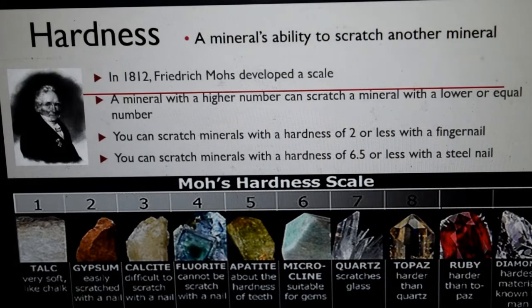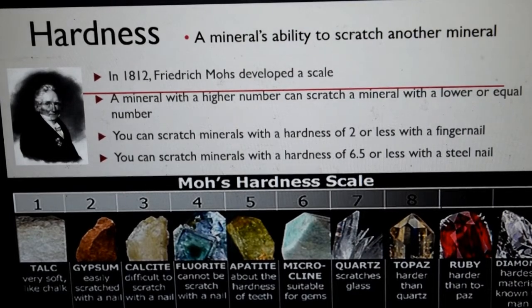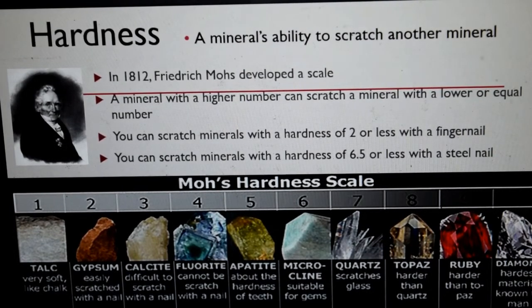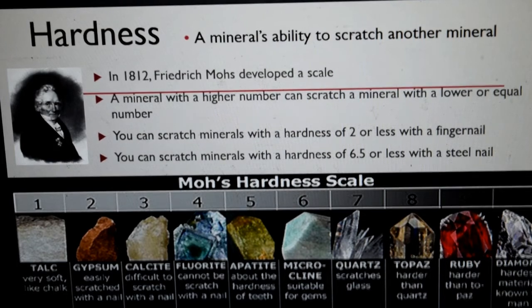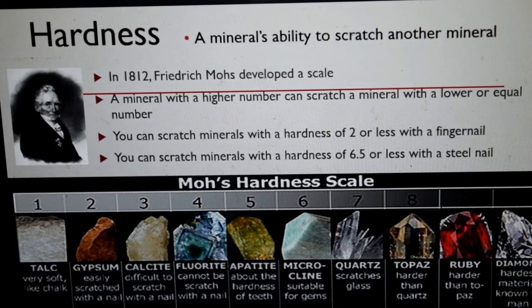Hardness. All right. Hardness is a mineral's ability to scratch another mineral. So the hardest minerals, like diamonds, can scratch everything. And then there are soft ones that can't scratch anything. A man named Mohs came up with a scale based on how minerals can scratch each other. So there's talc, which is very soft. It's like chalk. You could scratch talc with your fingernail and it would leave a mark.